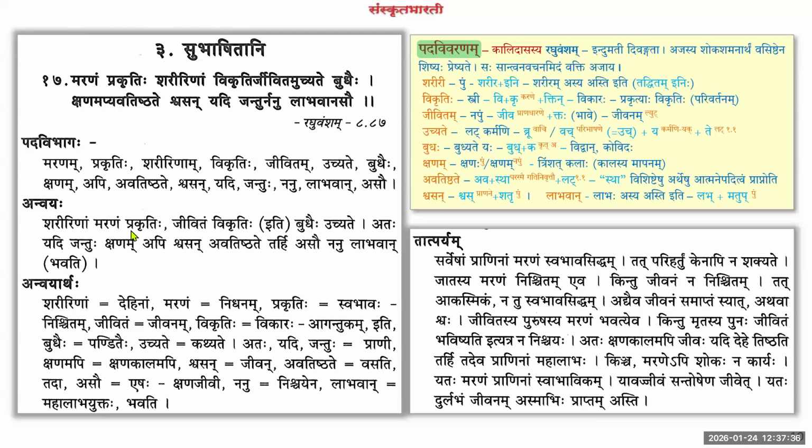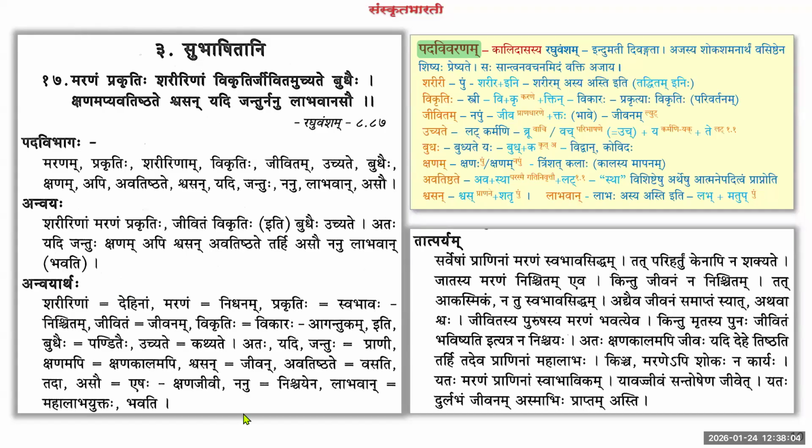Okay. Sharirinam maranam prakritihi, kama, jivitam vikritihi, iti. So this vakyadya dvayam has been taken in iti. Budaihi uchyate. Ataha yadi jantuhu kshanam api shwasan avatisthate, means stays on this mother earth, tarhi asau nanu labhavan bhavati? Question mark.